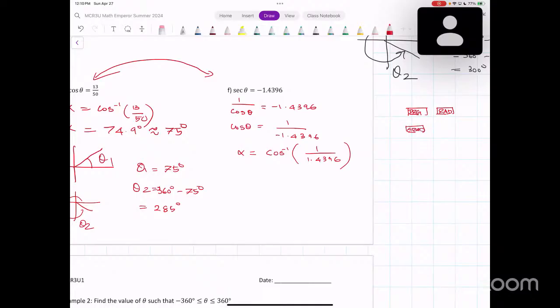After grade 11, you will forget degree. You completely forget degree. You're not going to work with degree. You're only going to work with radian measure.